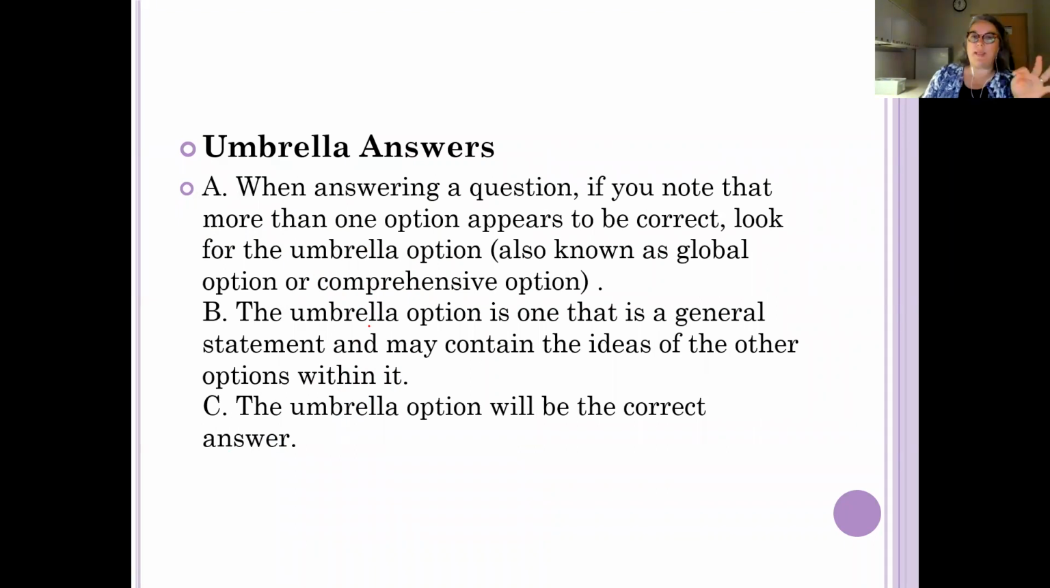So expand on that umbrella answer idea that I was talking about in the last slide. When you're answering a question, if you know that more than one option looks to be correct, look for the umbrella. It's more global and comprehensive. The umbrella option is a general statement, and it may contain ideas of the other options within it. It's the all-encompassing one, and the umbrella option will be the correct answer.